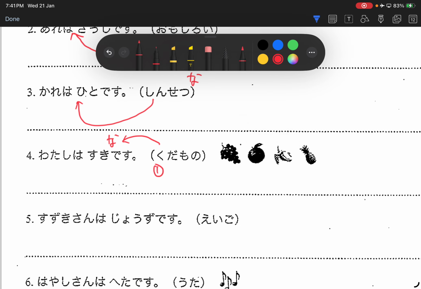So 好き, na, because it's an adjective, so 好きな果物はリンゴです。For example, リンゴです。So it becomes: a favorite fruit is apple. Right? So we can use 好き as an adjective. Okay, so if you want to say 好き果物, make sure you put a な in the middle. Right? 好きな果物.